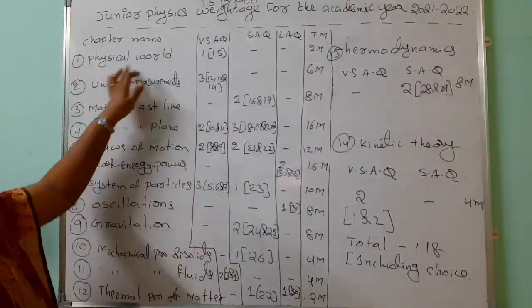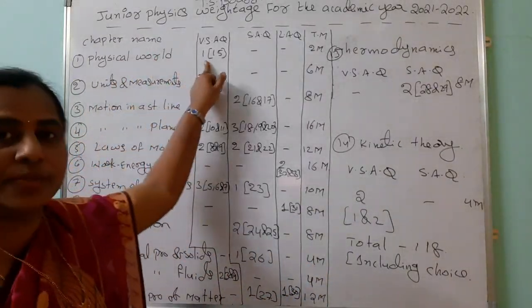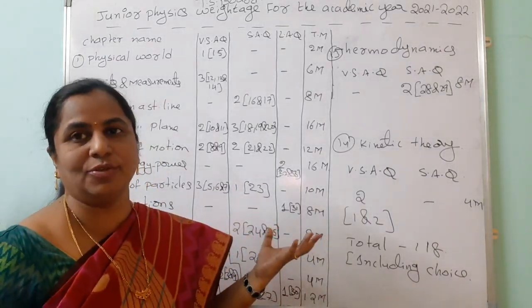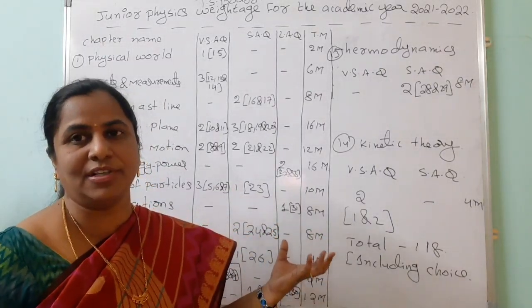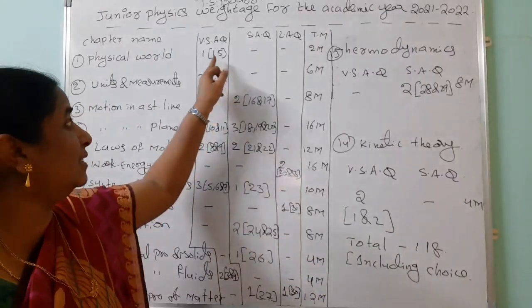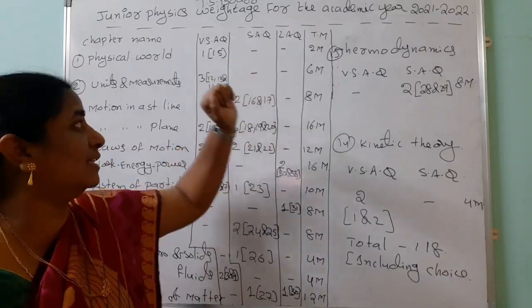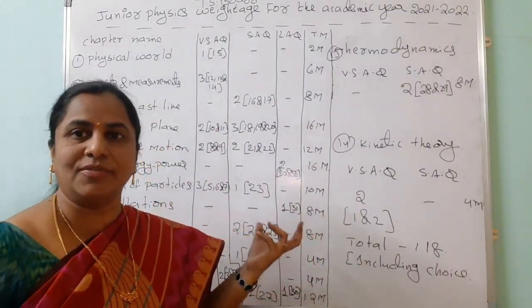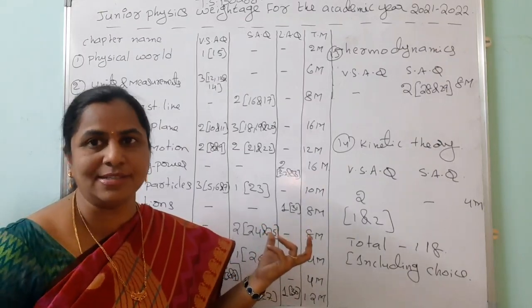Look here, physical world. Previously also they were giving a 2 marks question, and now also there is a 2 marks question only, because it is a very small chapter, only 5 ESAQs are there. No changes. They mentioned in the model paper that the question number is 15, but they can shuffle also. But remember that the physical world chapter weightage is 2 marks.